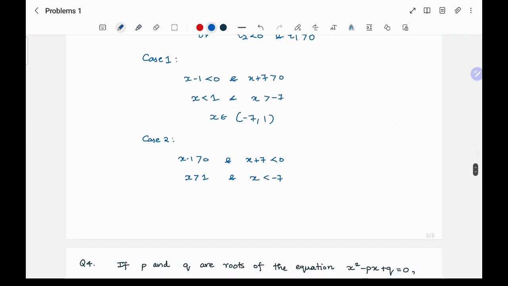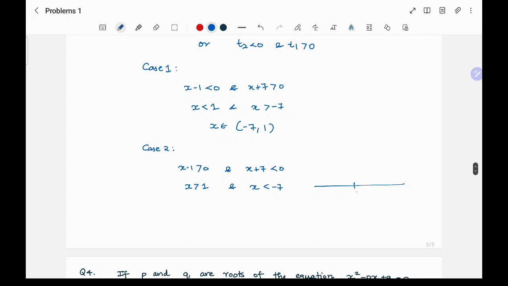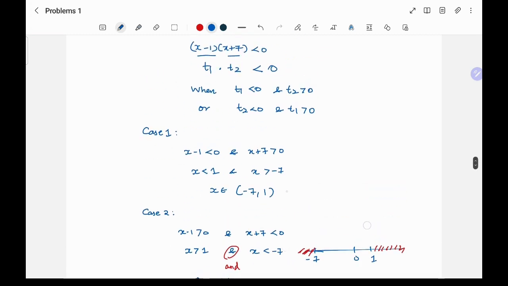So is it possible? If you see on the number line, we have 0 here, 1 here, and minus 7 somewhere here. We are saying x is greater than 1 and x is less than minus 7. It's not or, it is and, right? So which means they must coincide. But there is no coincidence between x greater than 1 and x less than minus 7. So here we say no solution. So we only have these cases.